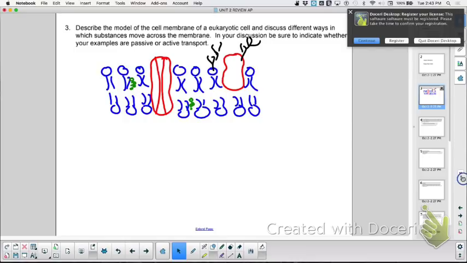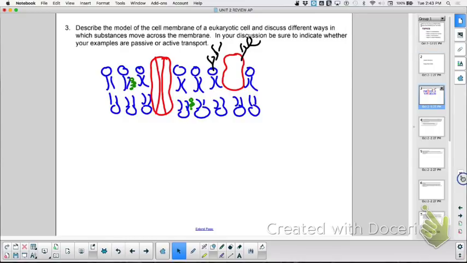Uh-oh, is it going to pause? No, it's still moving. Continue. Will it still record? Yes, it's still recording. Okay.